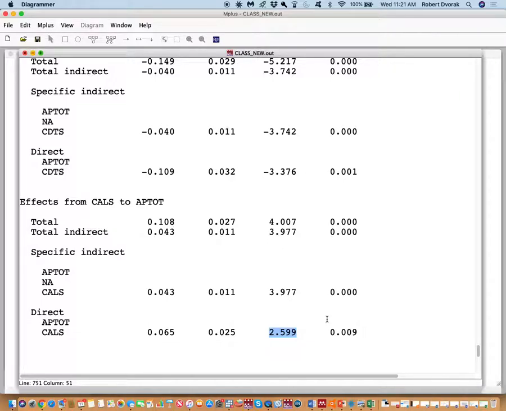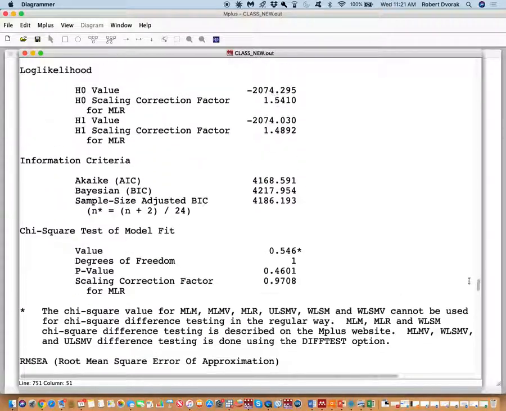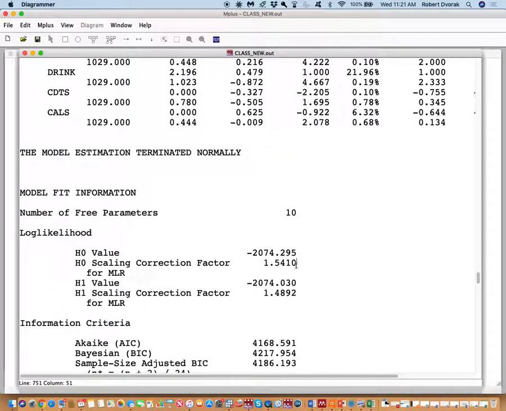If you Google PRODCLIN, you'll find a way to input your mean effect, the average effect, your standard errors, and the bias within your model. And the bias within your model is found right here. It's called the scaling correction factor. And you can add in the scaling correction factor for both the H1 and the H0 model. And this program that he's built will correct your distribution based on those values.